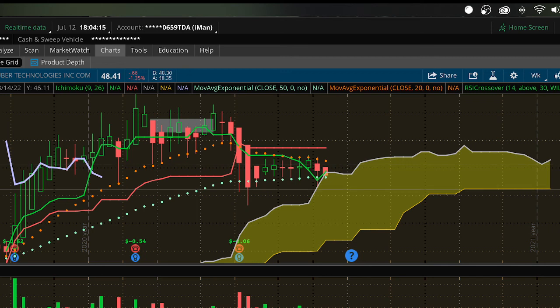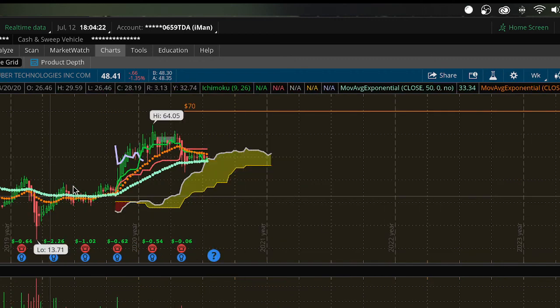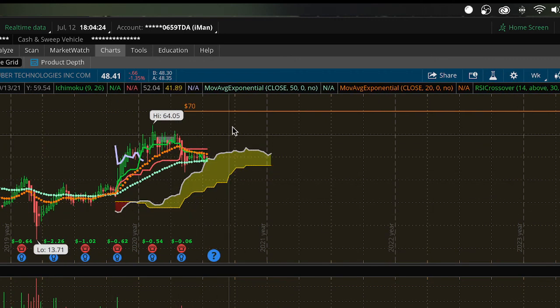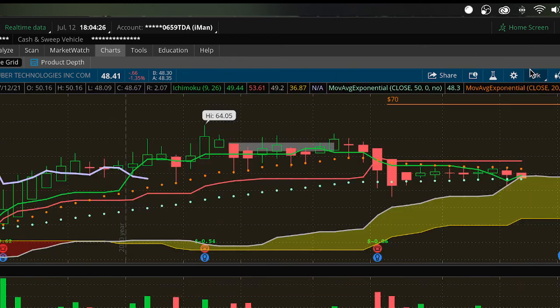I don't own any Uber. It would have been a great buy at the start of the year during COVID, because definitely Uber's here to stay, in my opinion. Yeah, look at this. Come on. Let me look again on the daily.